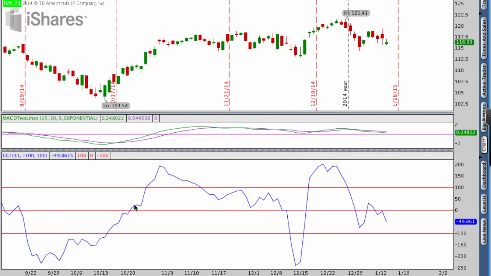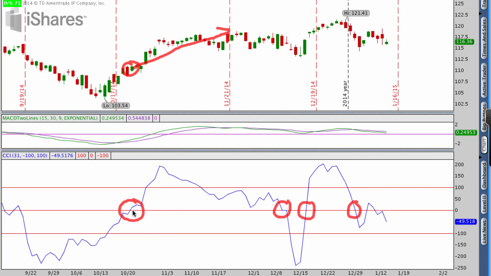And so what we want to see is a cross of the indicator above or below that 0 line. And that gives us an idea of where a stock might go in the future. So you can see we got a cross back here in, this is in October if you can't see the date here. And you can see that that cross in CCI did lead to some nice rallying in the stock as we headed towards the end of the year.